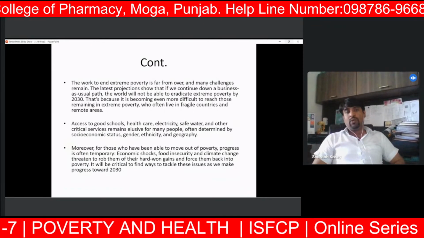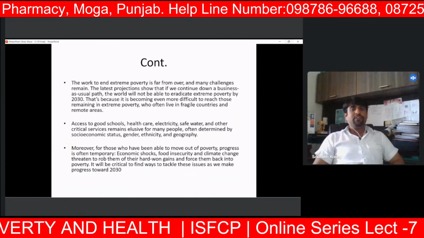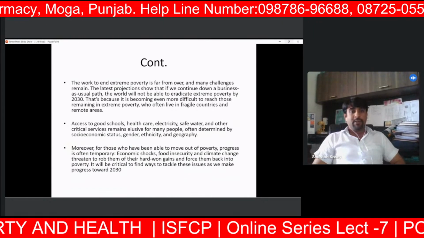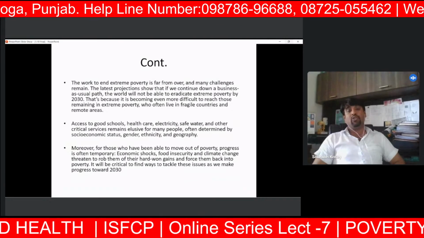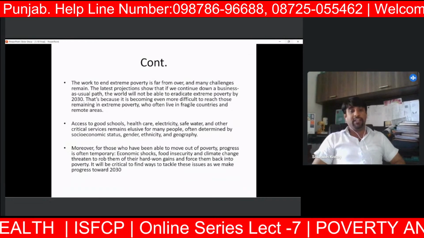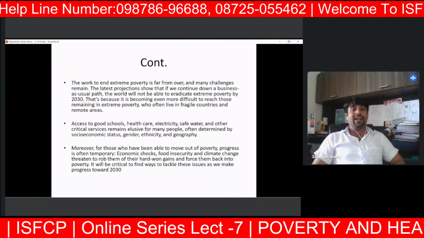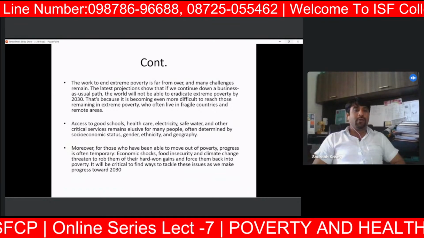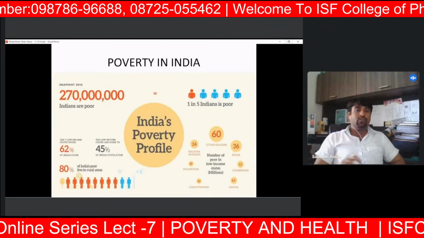Access to good schools, healthcare, electricity, safe water, and critical services remain out of reach of many people, often determined by socioeconomic status, gender, ethnicity, and geography. Moreover, for those who have been able to move out of poverty, progress is often temporary. Economic shocks, food insecurity, and climate change threaten to rob them of their hard-won gains and force them back into poverty. It will be critical to find ways to tackle these issues as we move forward to 2030.